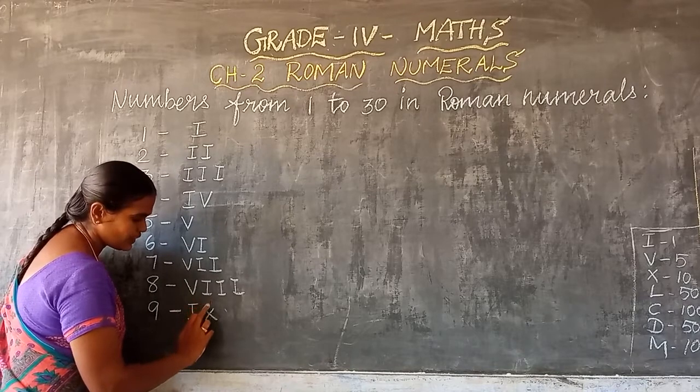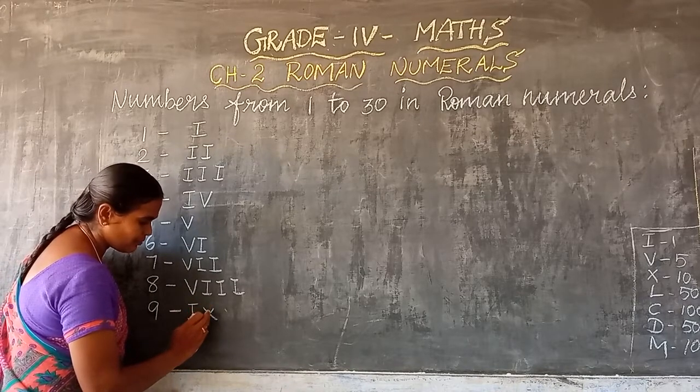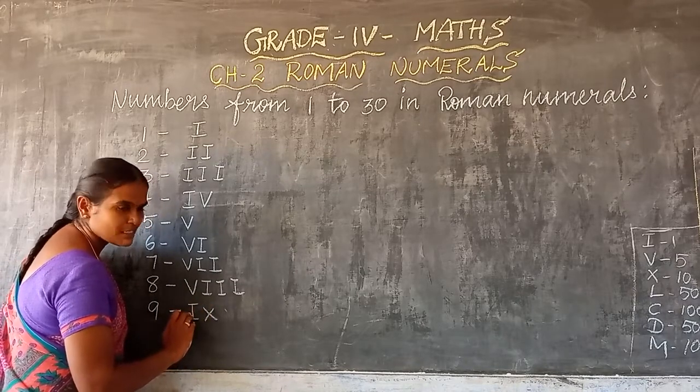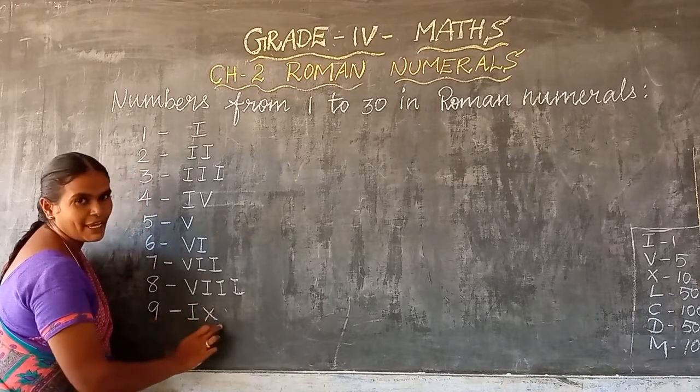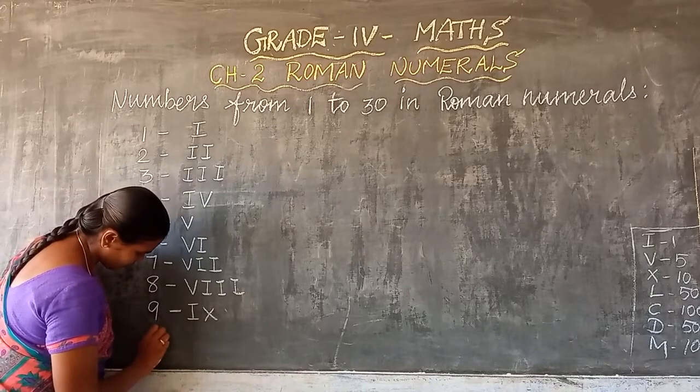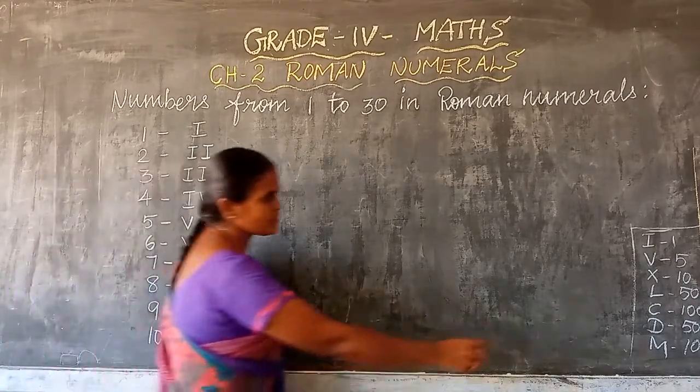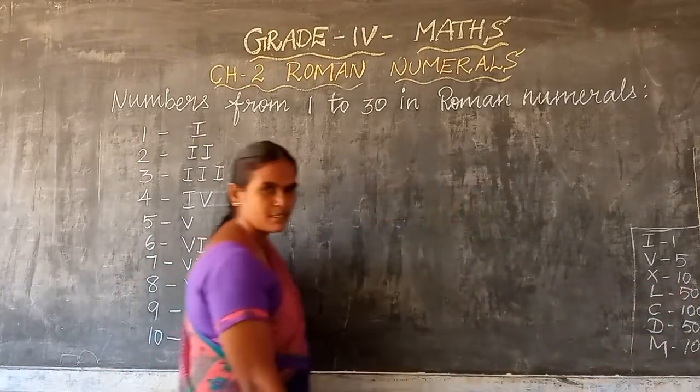X value 10. So greater number, left side small number means subtraction. So 10 minus 1, 9. 9 means IX. 10 means X.